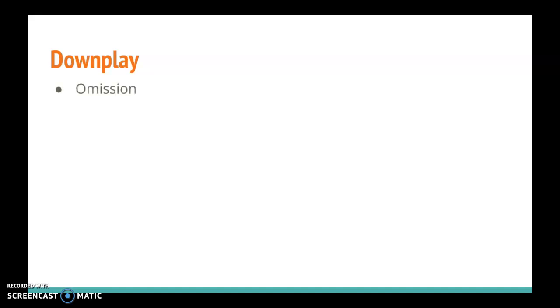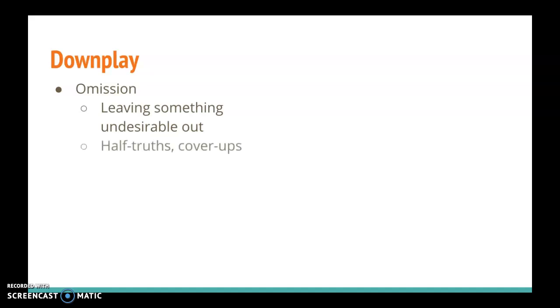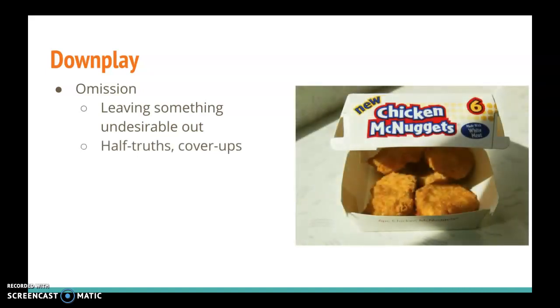Let's start with omission. When we're trying to omit something from our message, we are leaving something undesirable out of our message intentionally. So if there is some kind of negative information out there that goes against the message that we are trying to send, we essentially ignore that information and just leave it out of our message. And another type of omission is a half-truth or a cover-up. And these can be particularly hard to detect.